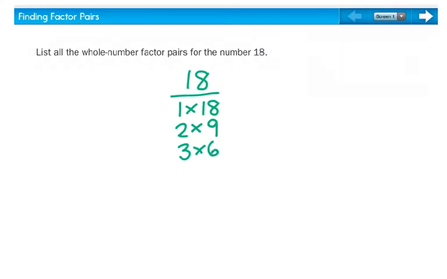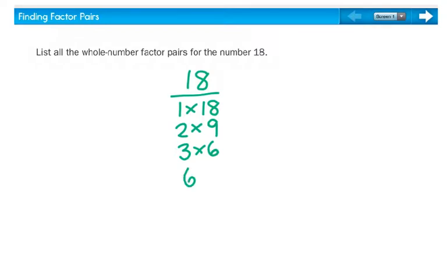6 does. Then I would go across my 4's. Is there anything times 4 that gives me 18? The closest would be 16 or 20, but that's not 18, so nothing times 4. Let's go across the 5's. 15 or 20, but there's no 18, so nothing times 5 would give me 18. Go across the 6's. Oh, there is an 18.